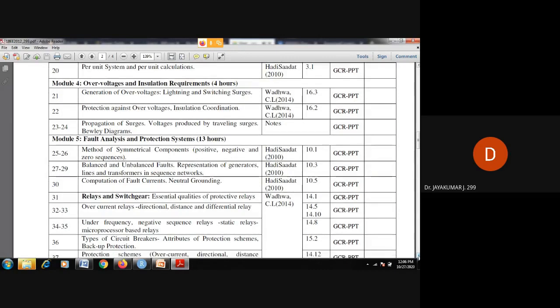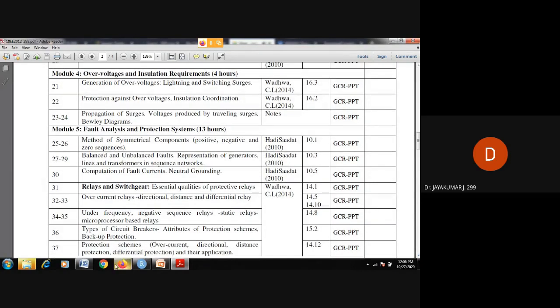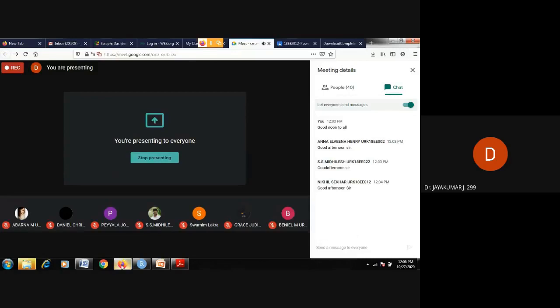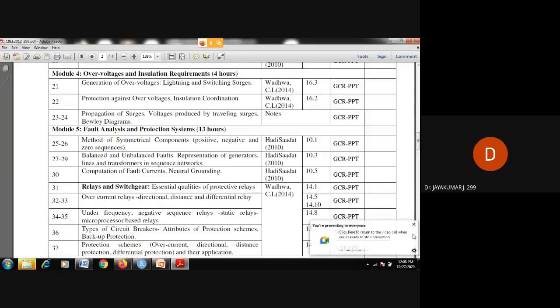Module number 5 is fault analysis and protection system. Remember, there are 5 analyses that are so important in the power system, right? So please note down. First one is load flow analysis.